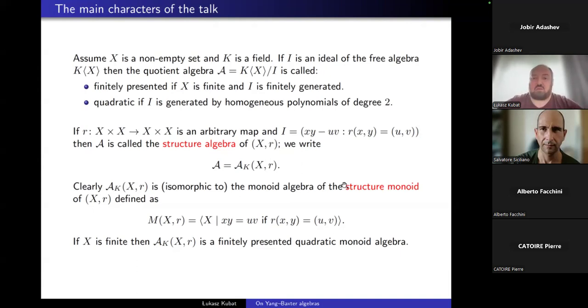Clearly this algebra is not only quadratic, but also a monoid algebra, because if we define a monoid M having X as a set of generators and relations of the same form as the generators of the ideal I, then our structure algebra is exactly the monoid algebra of the monoid M. In particular, if the set X is finite, then our structure algebra is finitely presented, because X is finite and the set of words of length 2 generating our ideal is also finite. Our algebra is also quadratic and a monoid algebra. We will be focused on that class of algebras.